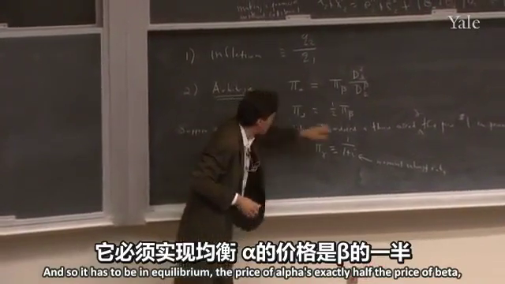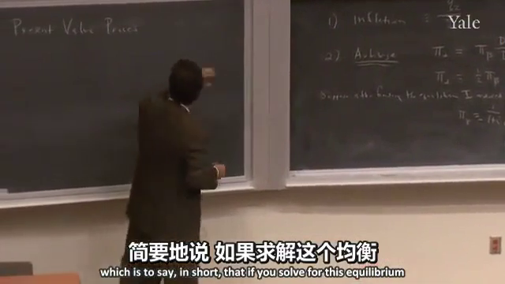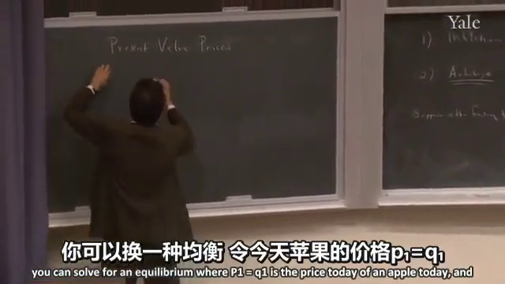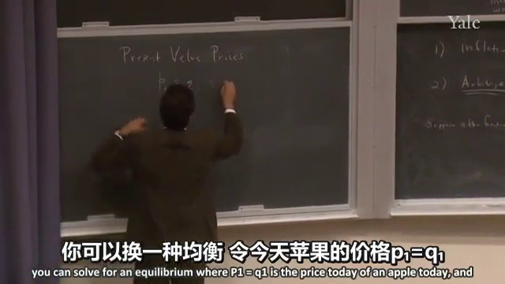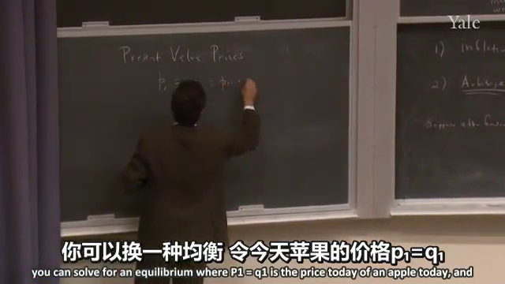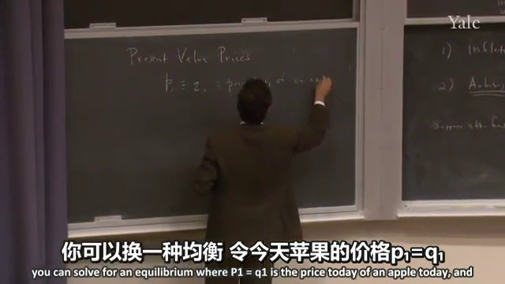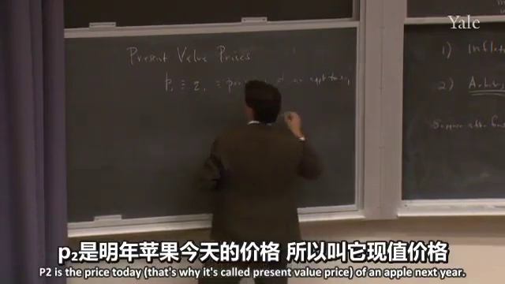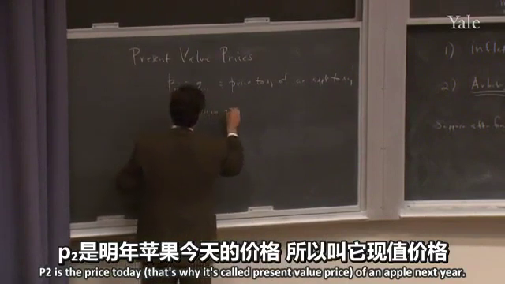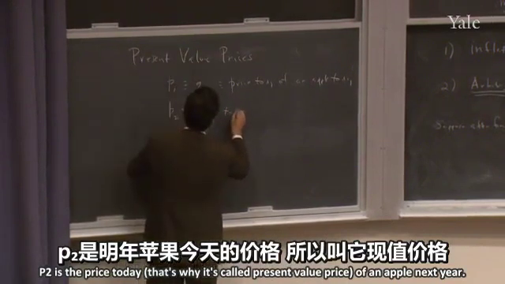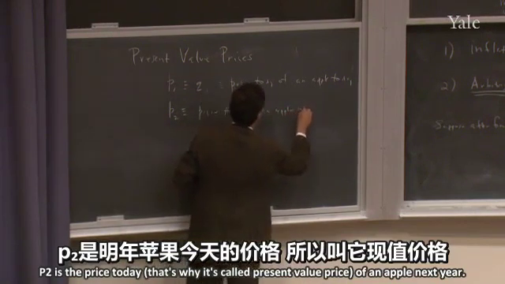The price of alpha is exactly half the price of beta, which is to say, in short, that if you solve for this equilibrium, you can solve for an equilibrium where P1 equals Q1 is the price today of an apple today, and P2 is the price today, what's called present value price today of an apple next year.